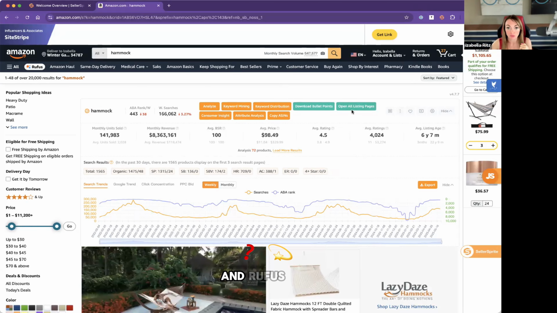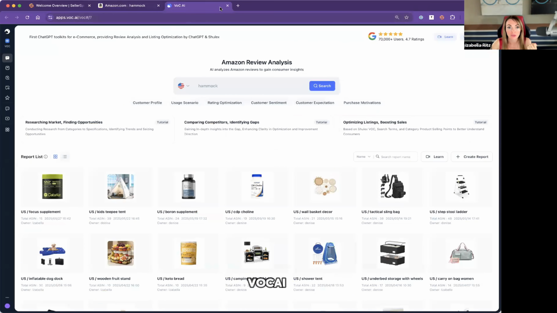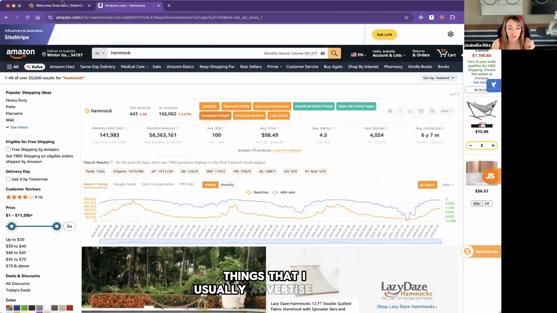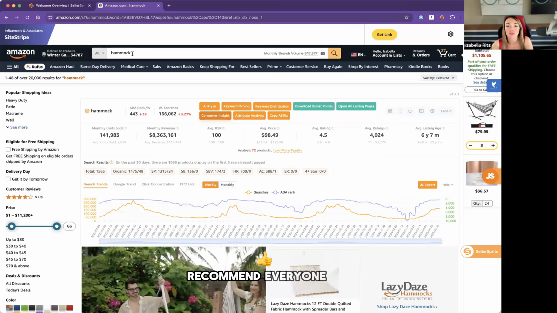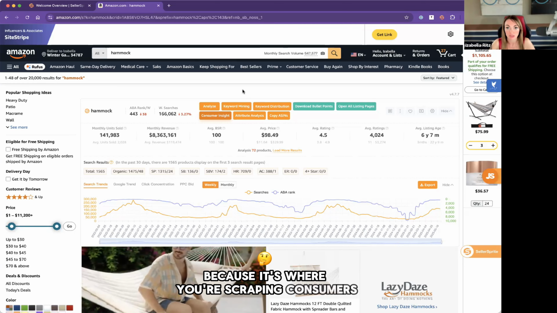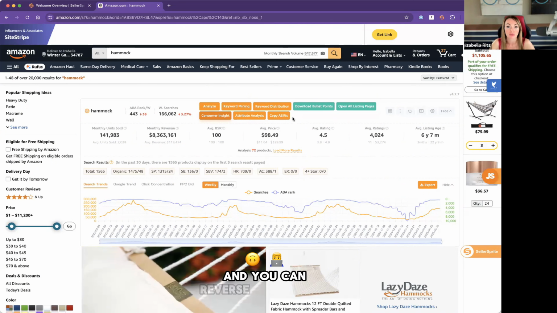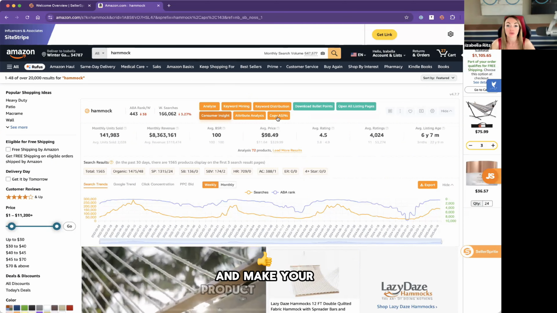Now, you can do consumer insights. This is something that is really useful. And that will lead you to Voc AI, which I usually advertise and recommend everyone to use, because it does actually make sense. This is where you're scraping consumers' insights and you're able to reverse engineer the listing, and you can reverse engineer the product and make your product way better.